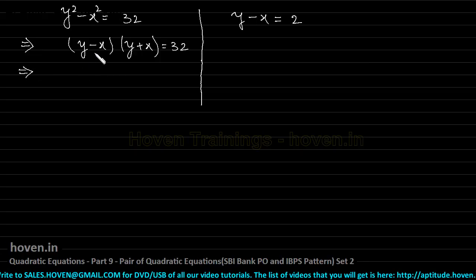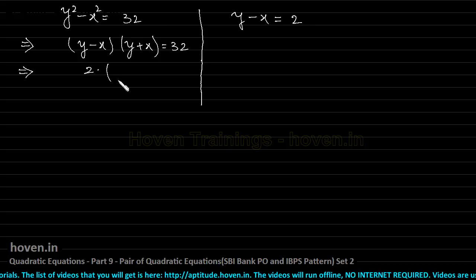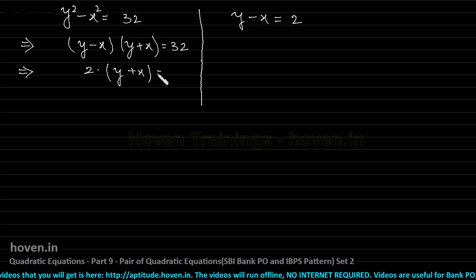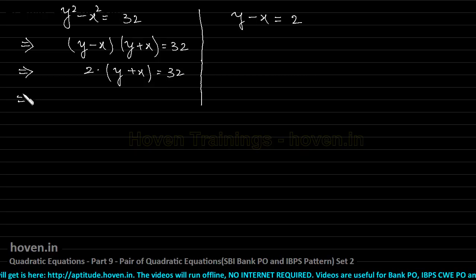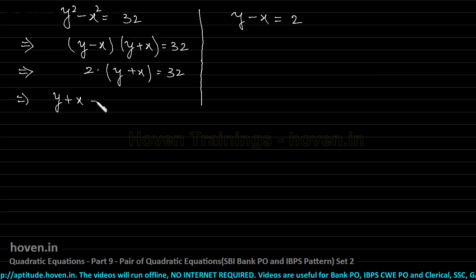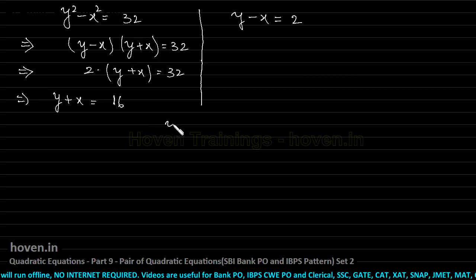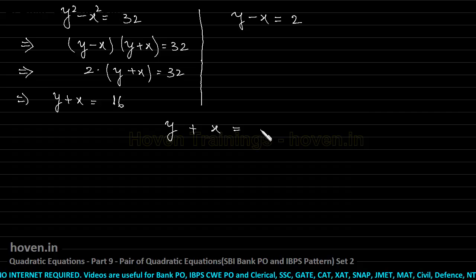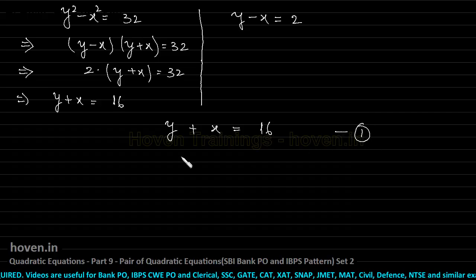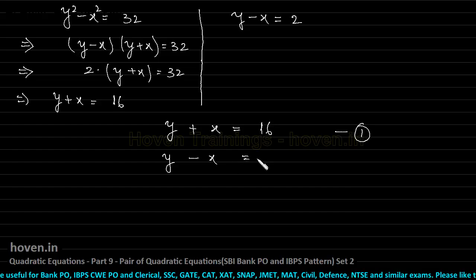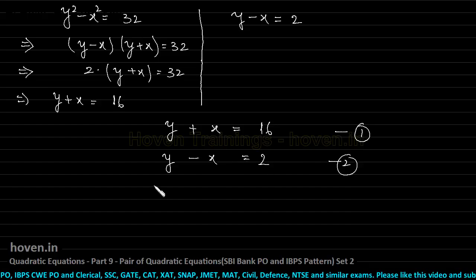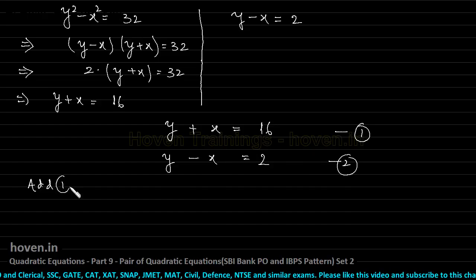Which implies y minus x can be taken from there because both the equations involve x and y. There is a dependency between them. I can take y minus x from the second equation and write it as y plus x equal to 32, which implies y plus x is equal to 16. 32 by 2 is 16. So I have right now with me y plus x equal to 16. This is equation 1. And y minus x is equal to 2. This is equation 2. Now let us add 1 and 2.